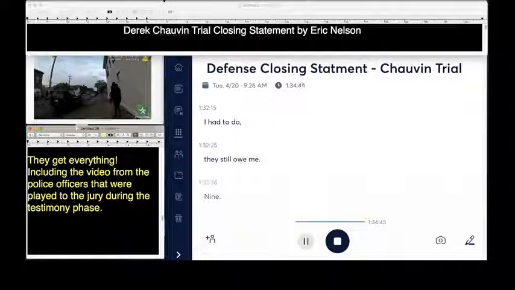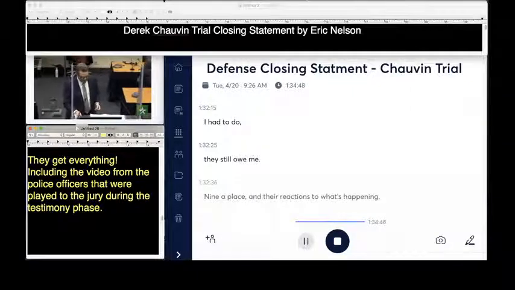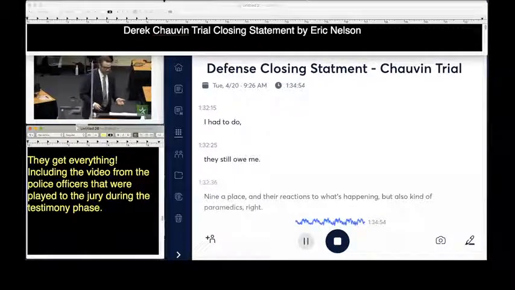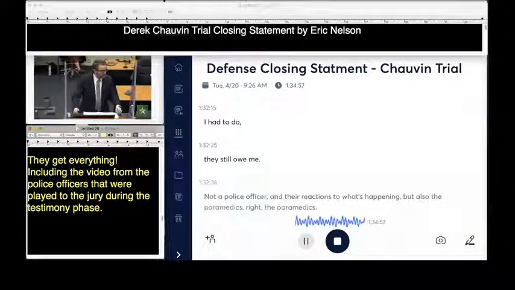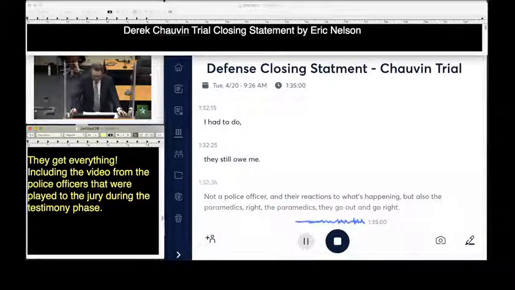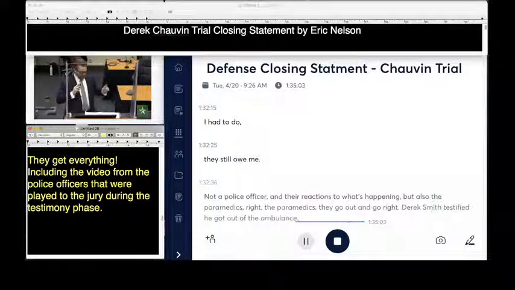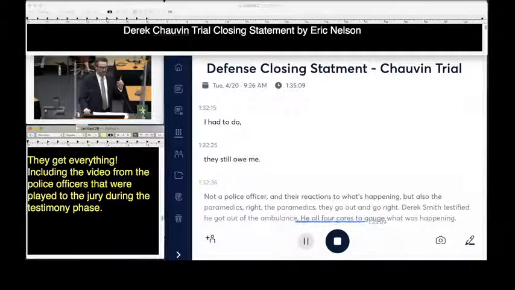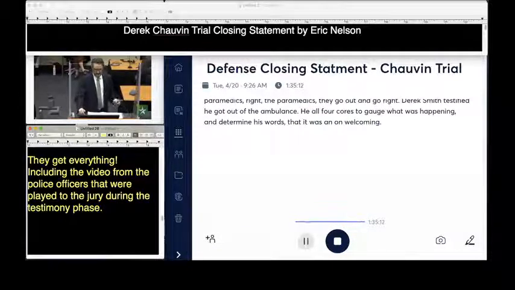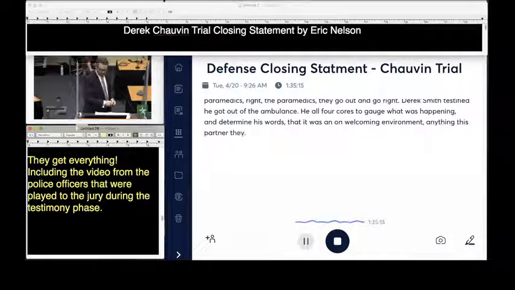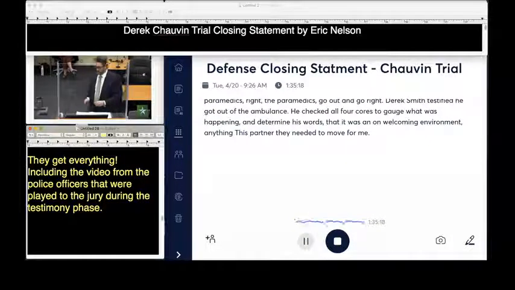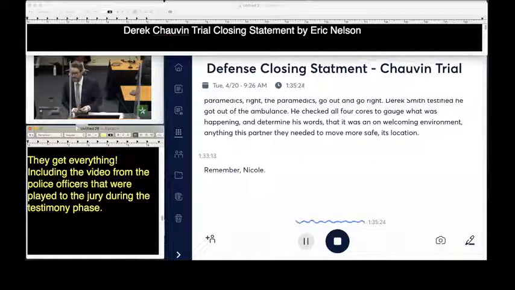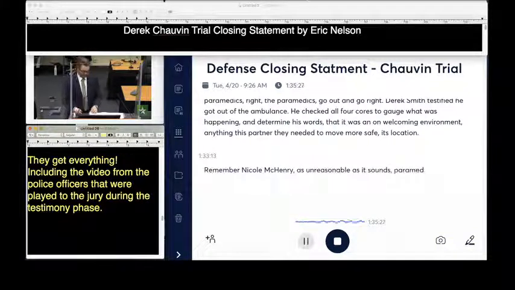Non-police officers and their reactions to what's happening. But also consider the paramedics, right? They did the load and go, right? As Derek Smith testified, he got out of the ambulance, he checked all four corners to gauge what was happening and determined, in his words, that it was an unwelcoming environment. And he told his partner they needed to move to a different location, a more safe and secure location. Remember Nicole McKenzie's testimony too. As unreasonable as it sounds, paramedics get attacked too.